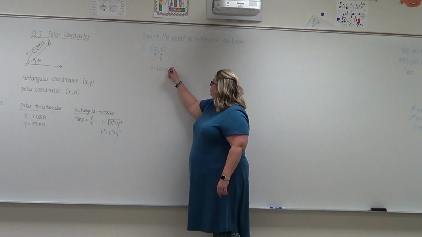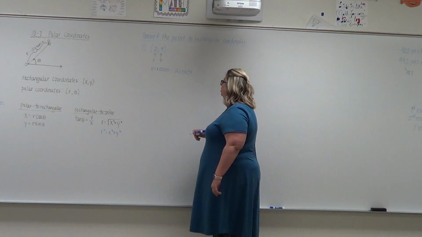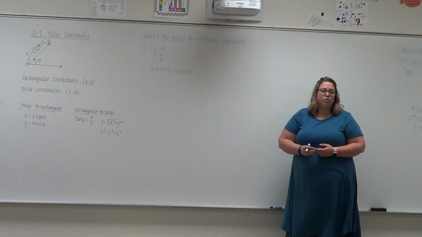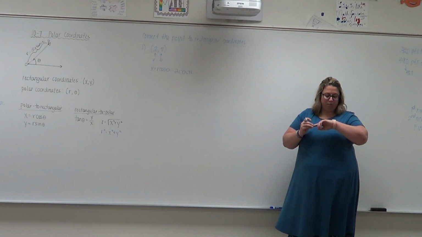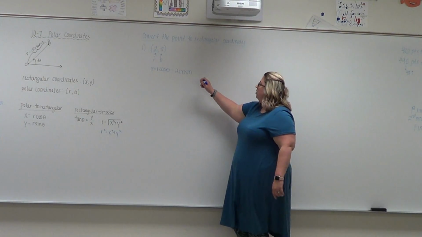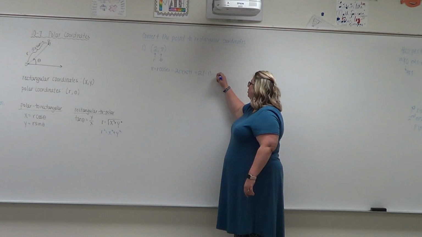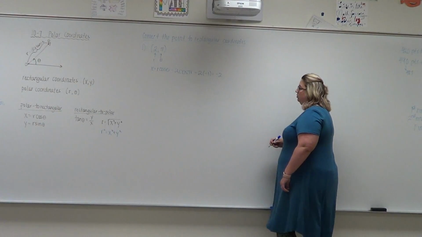So then I just plug in. This would be 2 times cosine of pi. Now, you're going to have to know your unit circle. If you don't know it, use your paper plate or use something to help you. So this would be 2 times negative 1, because that's the cosine of pi, which is negative 2.